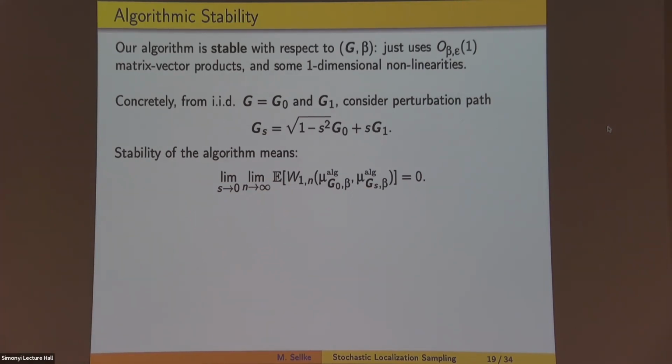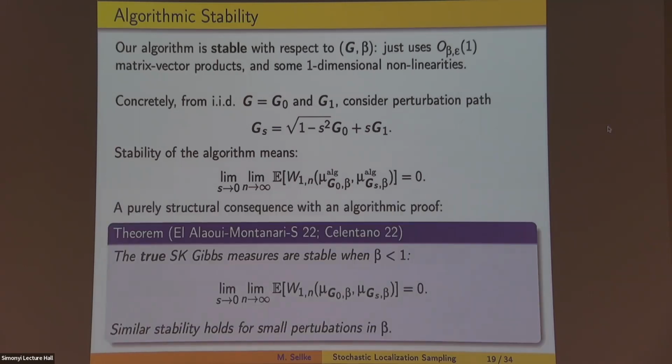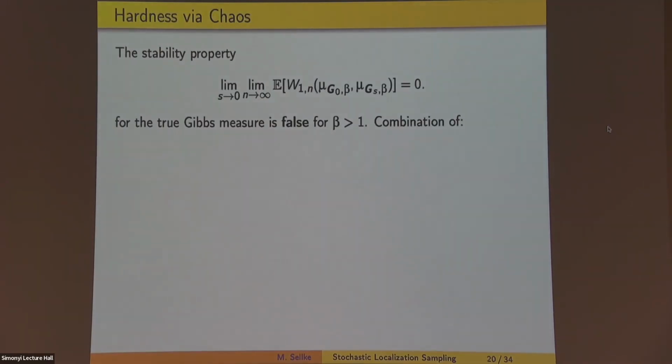And you don't expect this for beta greater than 1. I mean, you also don't expect the actual... Yeah, exactly, you're predicting the next slide. Perfect. So this has a purely structural consequence. It says that the true Gibbs measures are stable in this Wasserstein sense, just because you go around the square. So if this is close to this, this is close to this. And this is not true, as Ron was saying, when beta is larger than 1, which gives a hardness result.